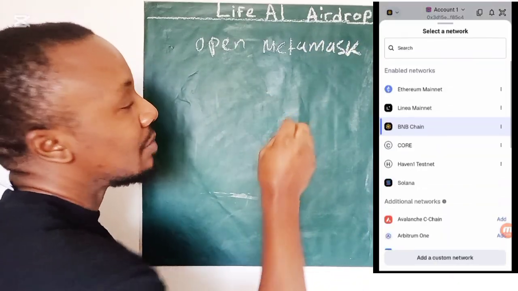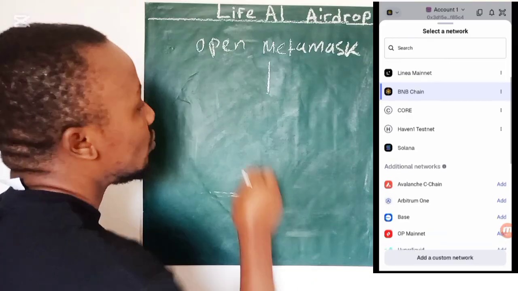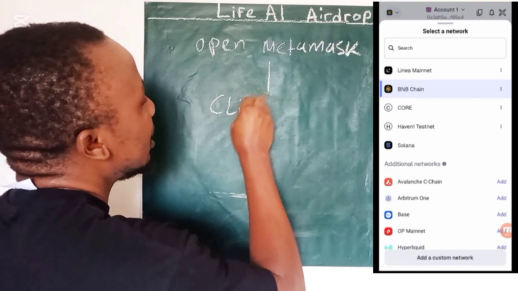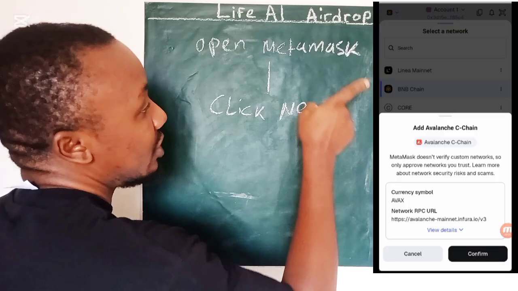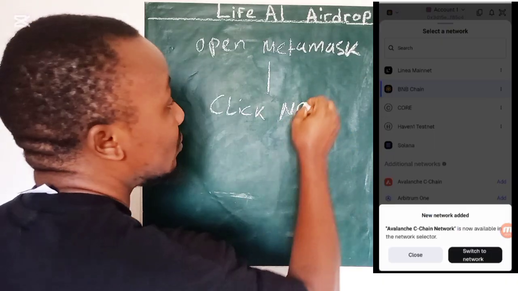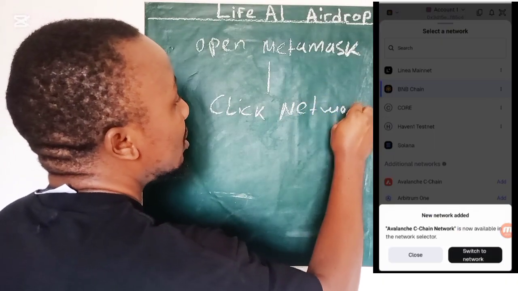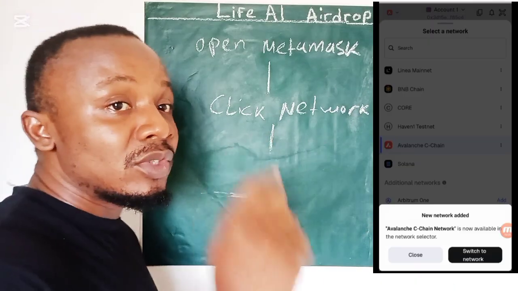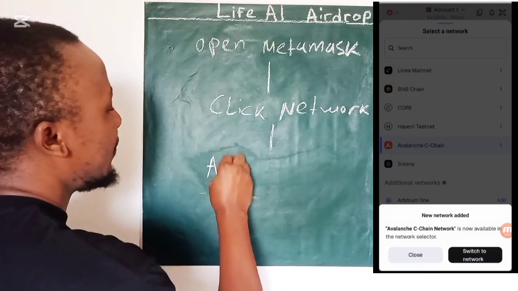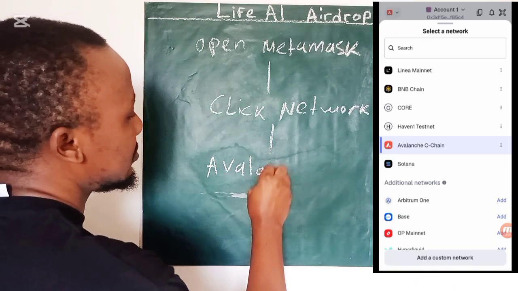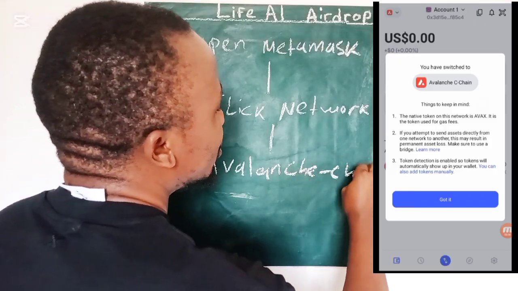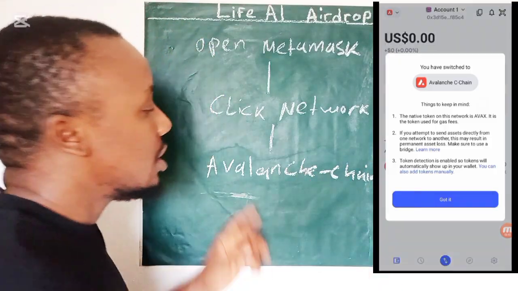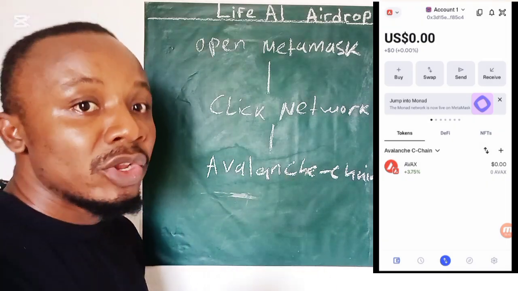So when you open your MetaMask, the next thing for you to do is what? You click on network. It's very simple. It's showing on the screen over here. You can see it on the screen over here. You click on network. When you click on network, you need to change it to Avalanche C chain network. So this is the network you need to change it to on your MetaMask.